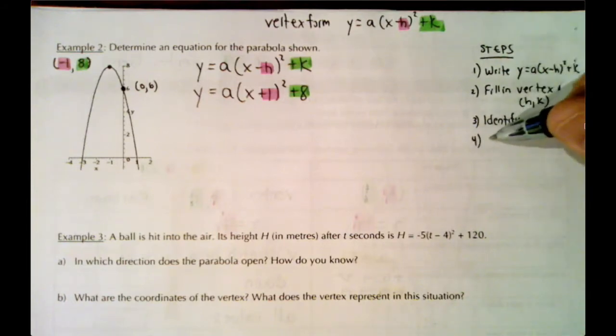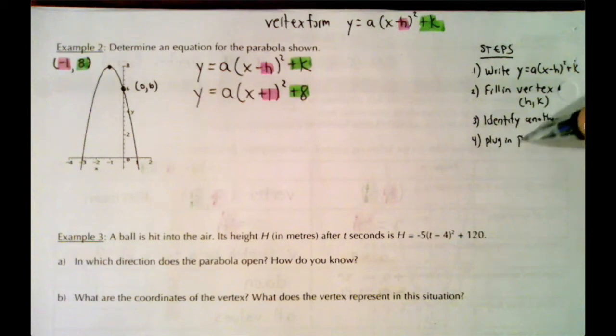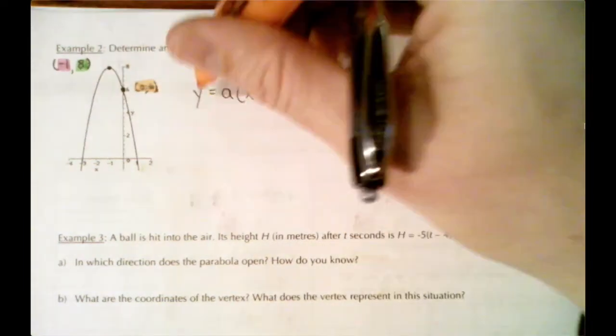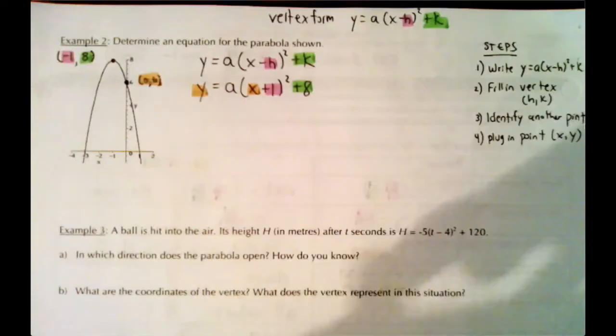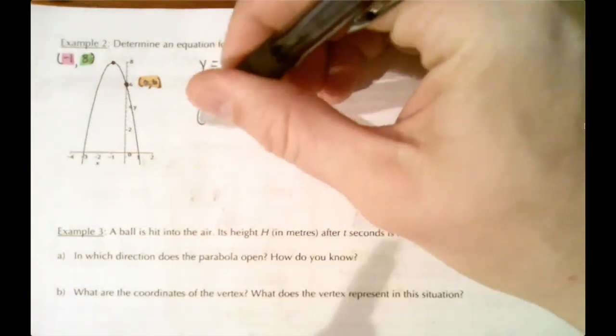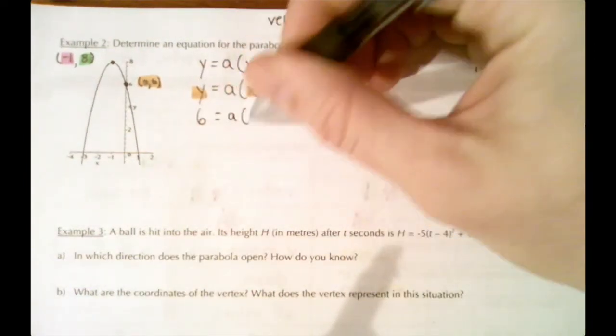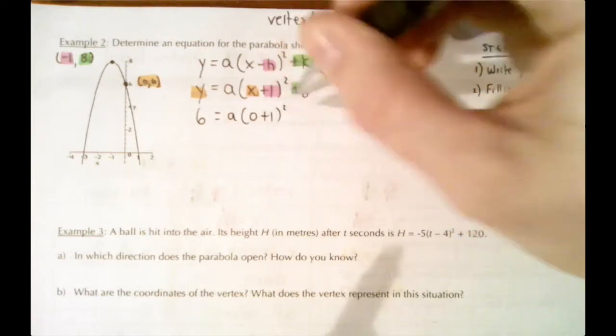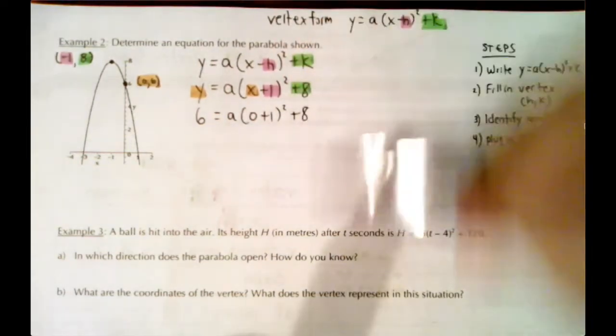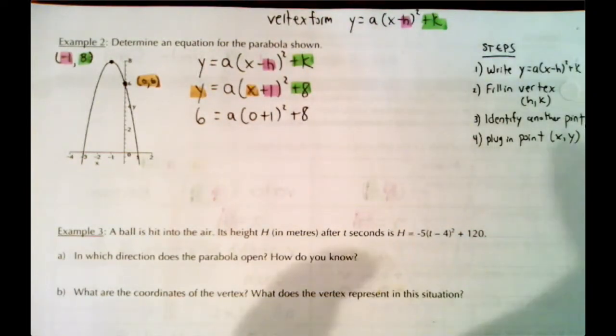Step 4, plug in the point, because a point is an x, y. And if we replace the x and y, we'll only have one thing we don't know. There's our point, we've got an x and a y. Let's fill that in. 6 for y, 0 for x, and now we only have one unknown, a.